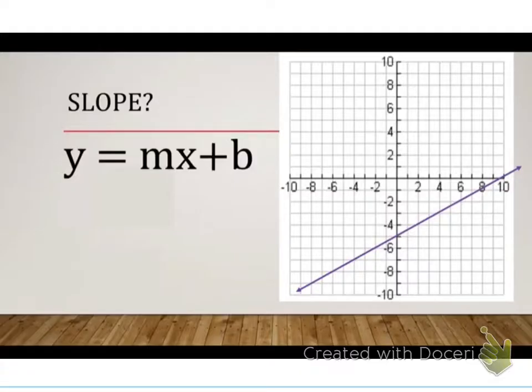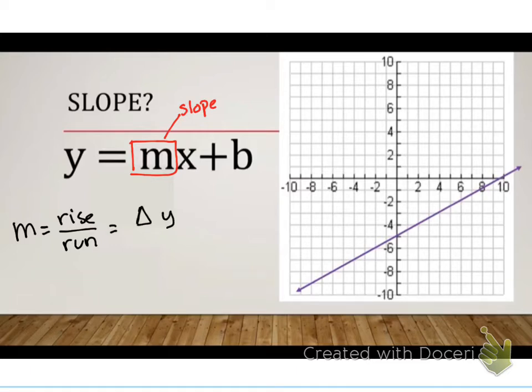Let's go ahead and get started. So we know slope is going to be m, right? If we look at this slope-intercept form, y equals mx plus b, this right here is going to be the slope. That's the part of the equation that represents slope. And remember, slope m is equal to the rise over run. And again, another way we can say it is the change in y over the change in x.